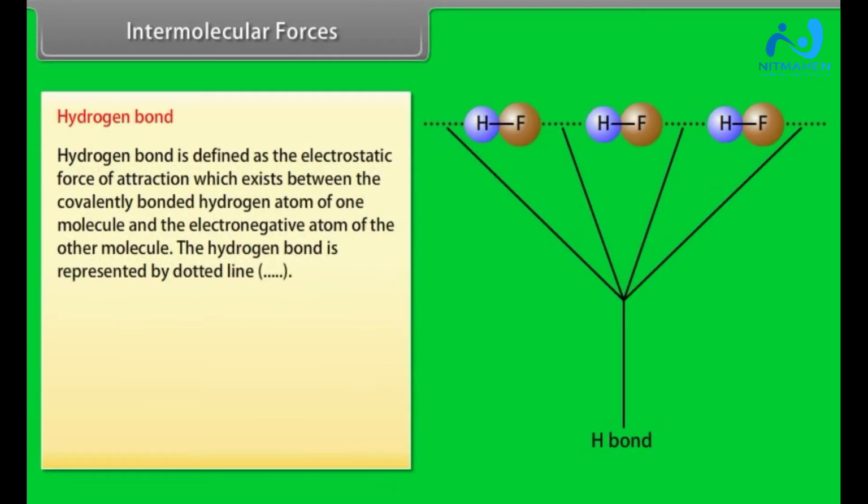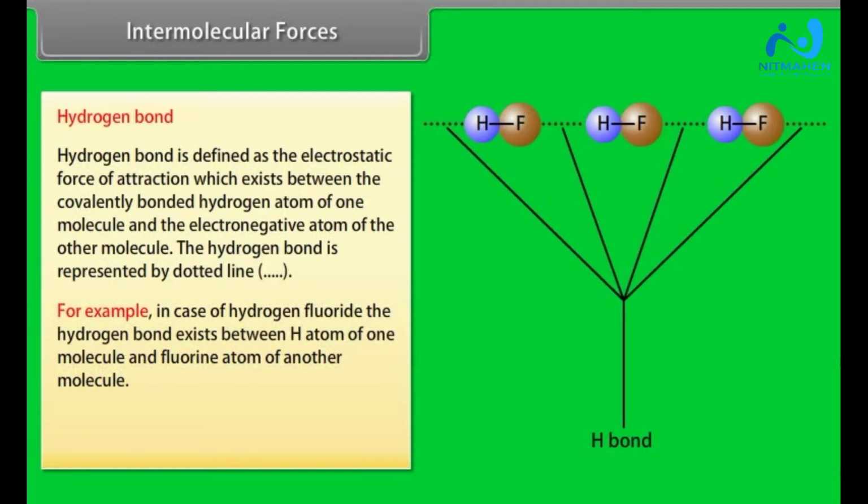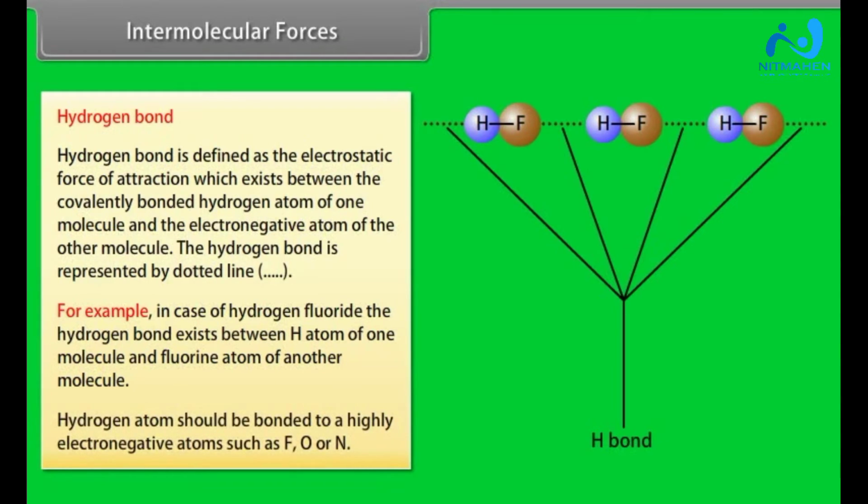Hydrogen bond. A hydrogen bond is defined as the electrostatic force of attraction which exists between the covalently bonded hydrogen atom of one molecule and the electronegative atom of the other molecule. The hydrogen bond is represented by a dotted line. For example, in hydrogen fluoride, the hydrogen bond exists between the H atom of one molecule and the fluorine atom of another molecule. The hydrogen atom should be bonded to a highly electronegative atom such as fluorine, oxygen or nitrogen. The larger the electronegativity of the other atom, the greater is the strength of the hydrogen bond.